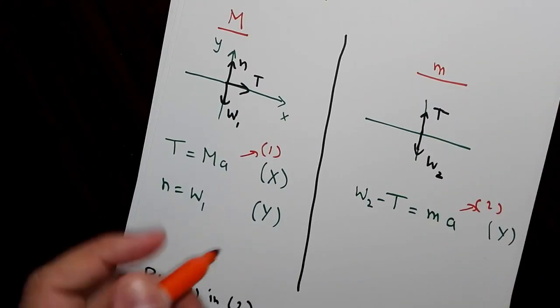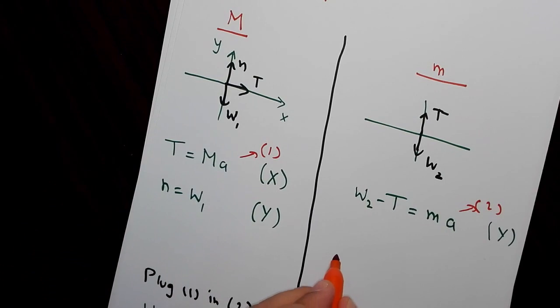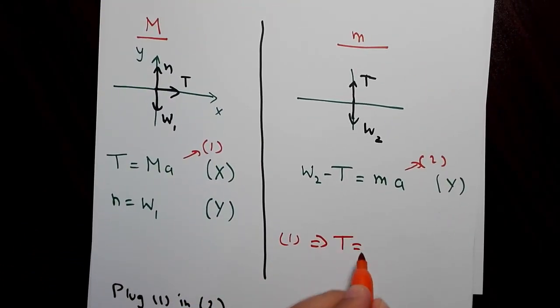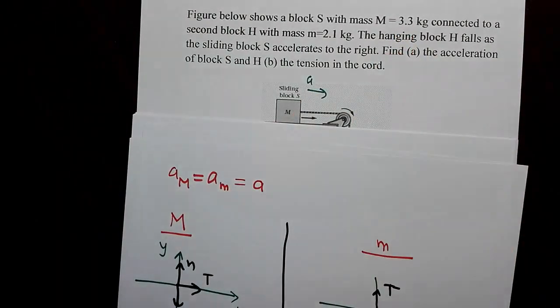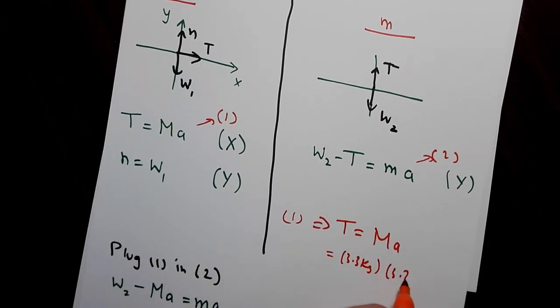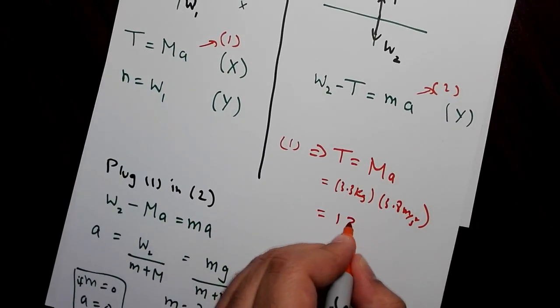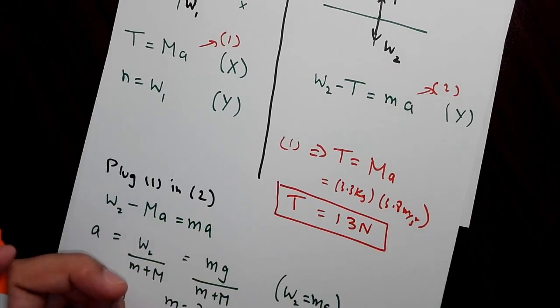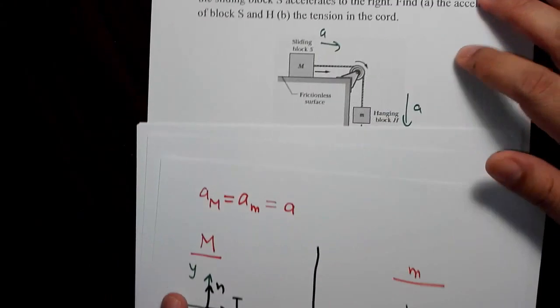Now in order to find tension, you can go back to equation 1. Equation 1 is T equals capital M times A. So capital M is 3.3 kilograms. So that gives you around 13 newtons. So that's your tension. Okay. So that's it for this question.